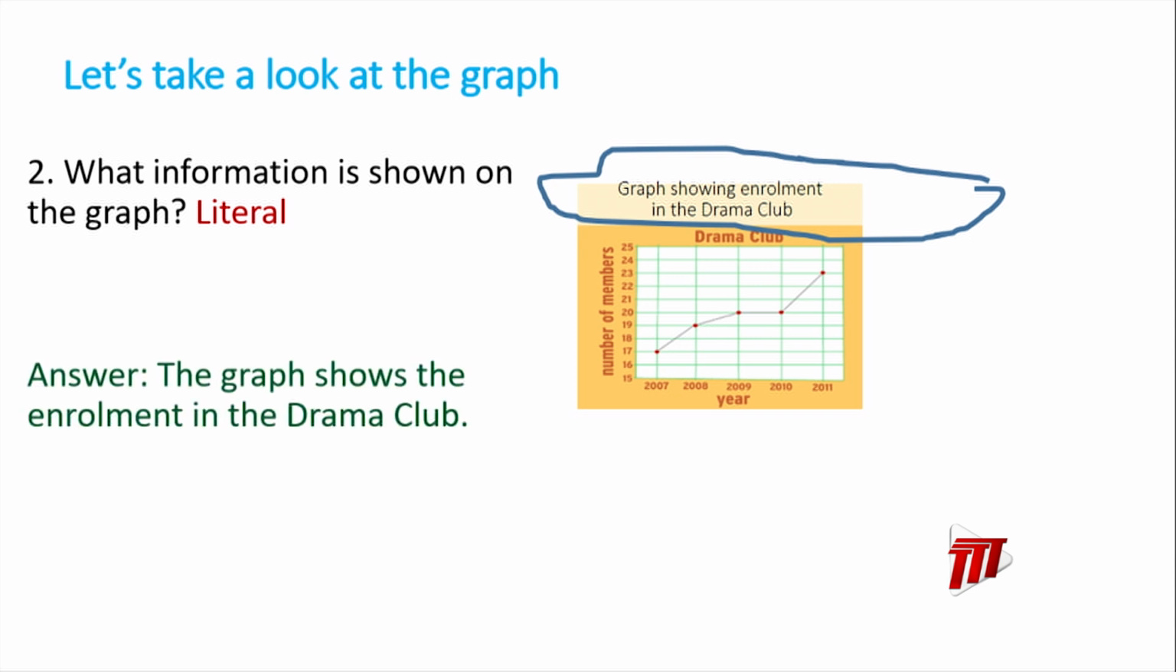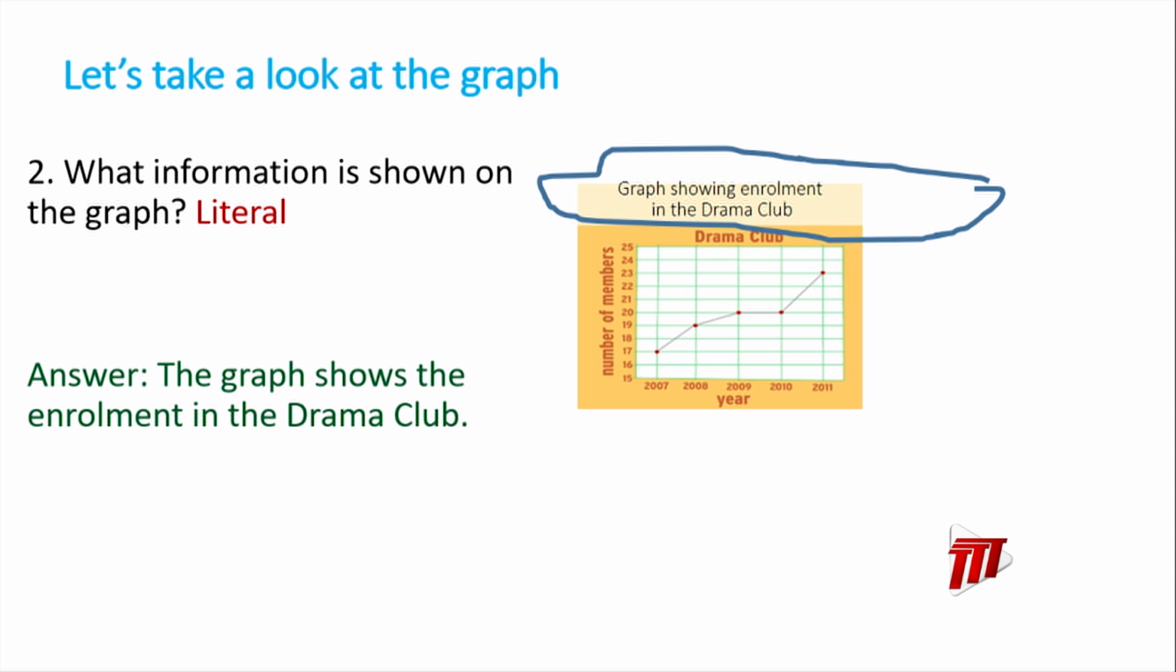So our answer to the question, what information is shown on the graph, is the graph shows the enrollment in the drama club. Or you could have used a synonym for the word enrollment, or you could have said the graph shows the number of students in the drama club. That would be correct as well. But always try to use the information that is presented to answer your question.